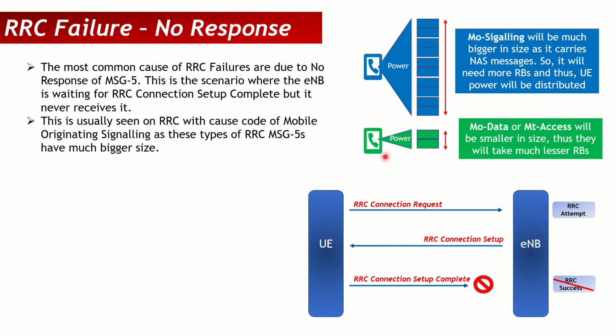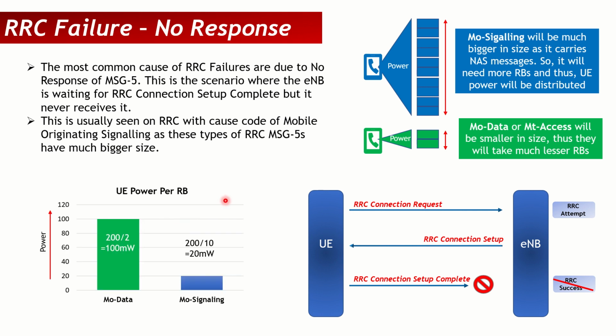So let's understand this. Consider this scenario first. We have a user using RRC connection request for MO data or MT access. This user will send the RRC connection setup complete, which will be a much smaller packet, maybe around 10 bytes only. If it is 10 bytes, it only needs 2 resource blocks, so the power of the UE is distributed only among 2 resource blocks. While the mobile originating signaling message carries the NAS messages, which is the attach request or a tracking area update request, so it is a much bigger message. It can go up to 100 bytes, 150 bytes. When it's a big message, it needs more resource blocks. So let's say in this example, we have 10 resource blocks. The power of the UE needs to be distributed over 10 resource blocks, so the power per resource block will be much lesser.